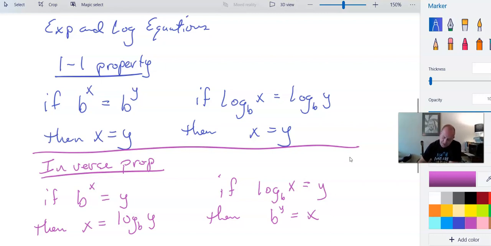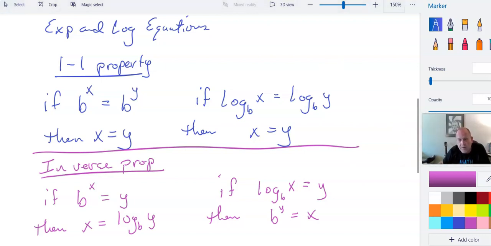One of the ways you want to be thinking about this, particularly with the exponential stuff, let's see, I'm going to need a little bit more room here. Let's see if we can move some stuff around.